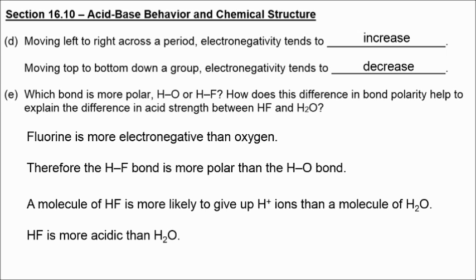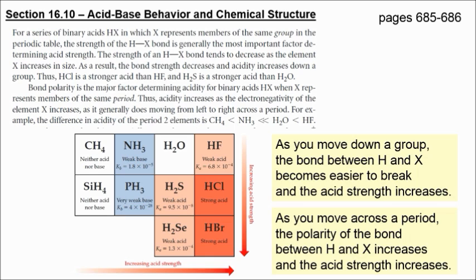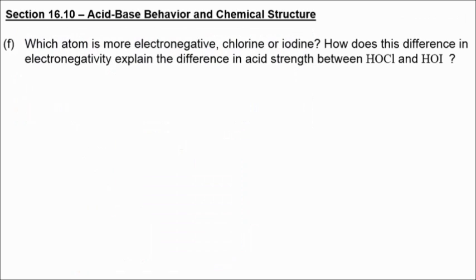So we have a vertical trend and we have a horizontal trend. The vertical trend is that as you move down a group, the bond becomes easier to break and the acid strength increases. The horizontal trend is as you go across a period from left to right, the polarity of the bond increases and the acid strength increases. So we're looking at both bond polarity as well as bond strength.